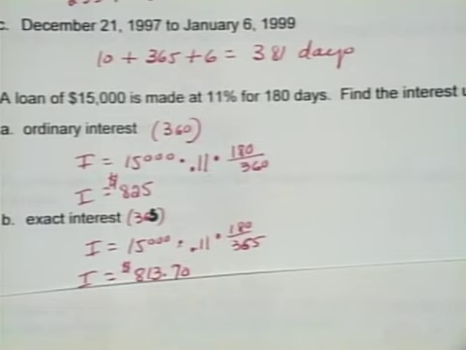Okay. So daily, you have to know whether it's ordinary or exact. And you'll always pay more interest ordinary. Okay? Okay, so here we go.